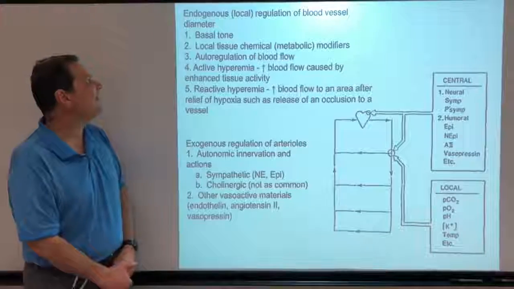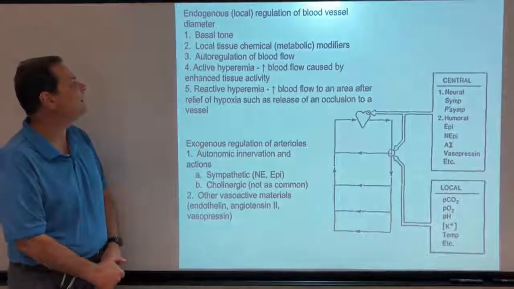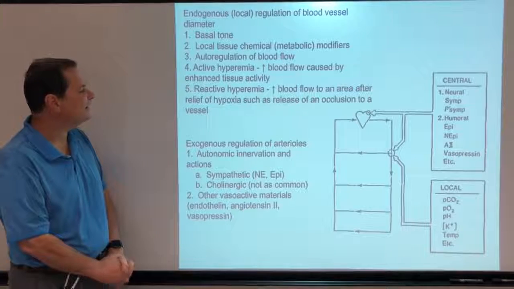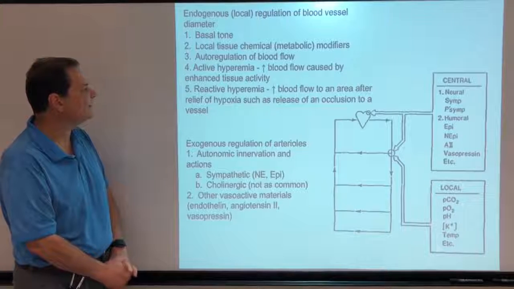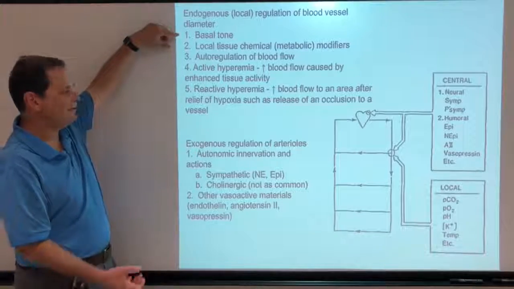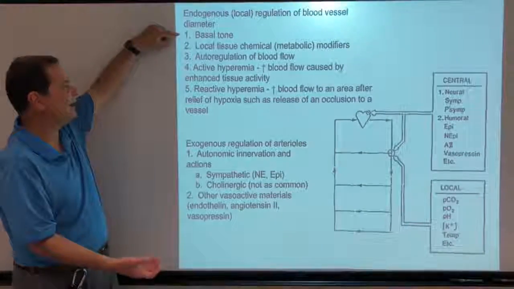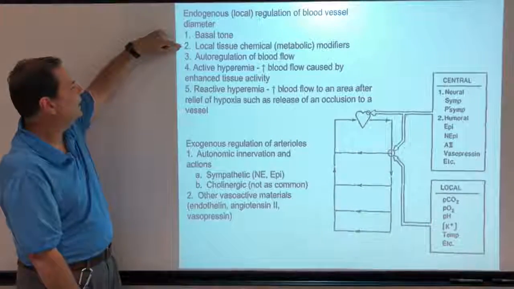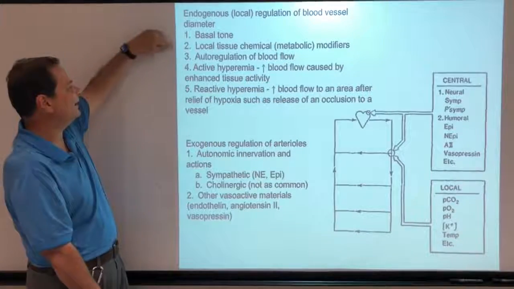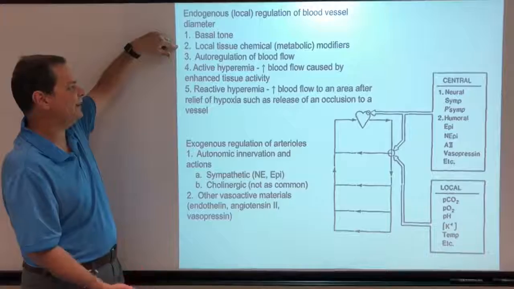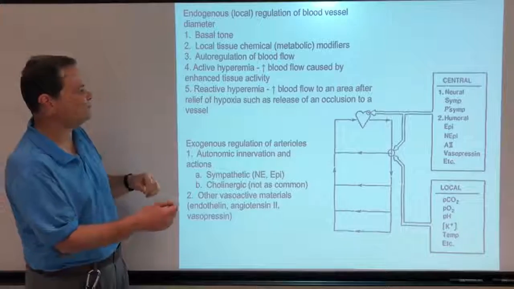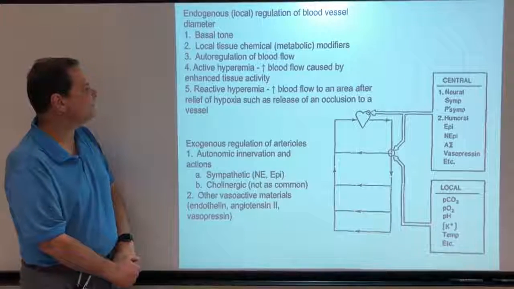All right, so we have a lot of different regulators of blood flow, and you were introduced to this in a very early lesson, the structure and function of the cardiovascular system. But just to review, we have basal tone, which is smooth muscle. It maintains tone no matter what. It's probably largely myogenic. You have local tissue chemical modifiers, primarily metabolic modifiers. These play a big role, for instance, in exercise and under other conditions where metabolites will build and you'll get vasodilation in order to make sure blood flow takes place to the tissue when it needs it.